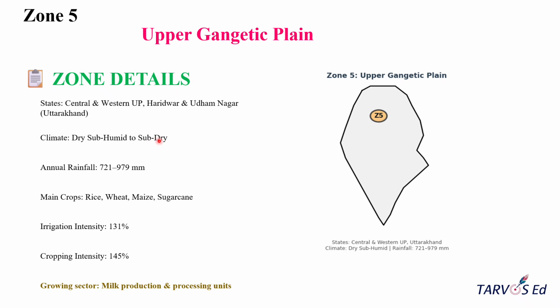So that ranges from dry subhumid to sub-dry, with the rainfall only between 721 to 979 millimeter annually. Because of this, irrigation plays a huge role here. Okay, and irrigation intensity is also very high, that is 131 percent, right? And cropping intensity is 145%, which means the farming here is also highly intensive and relies a lot on canal and tube well irrigation. And the main crops growing here are rice, wheat, maize, and sugarcane.